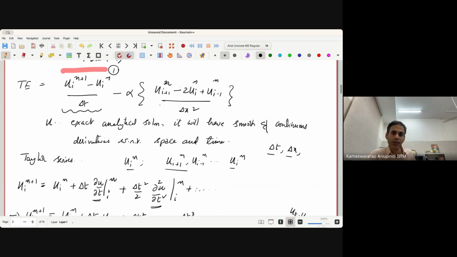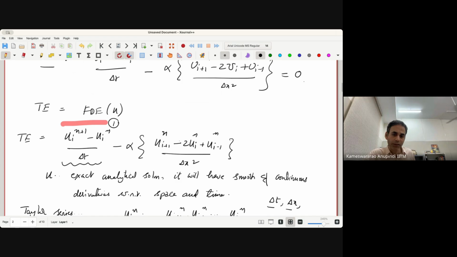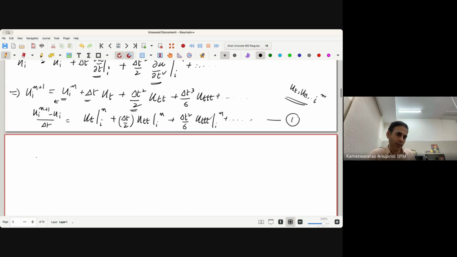Similarly, let's try to now expand u_{i+1} and u_{i-1}. But now all of these are at the nth time level, right? Because this is an explicit scheme. So as a result, everything is at nth time level. So I'm going to write u_{i+1} at nth time level as u_i at nth time level plus delta x times, typically, dou u by dou x at i comma n. I'm going to use this shorthand notation. Instead of dou u dou x, I'm going to write u sub x. This is exactly the same notation we have followed.